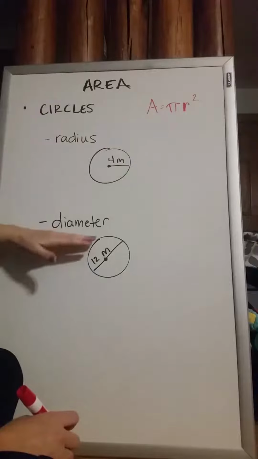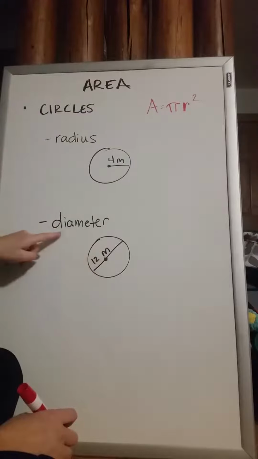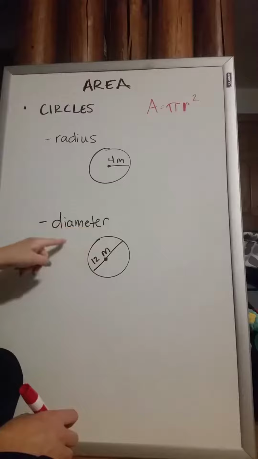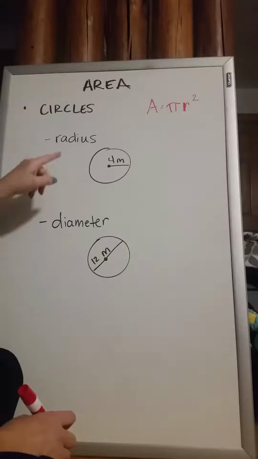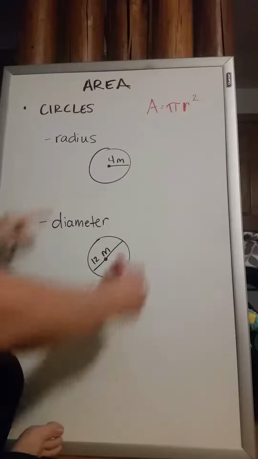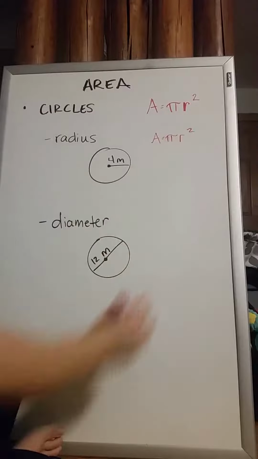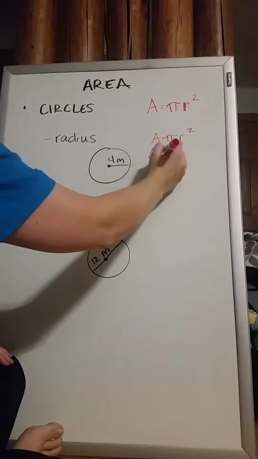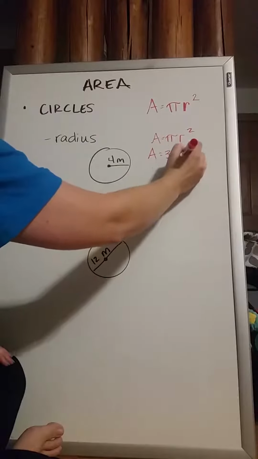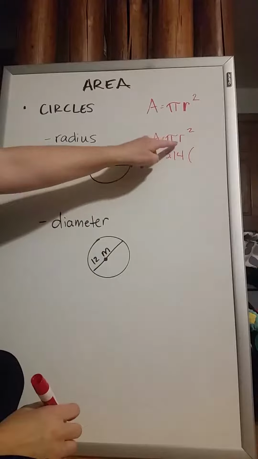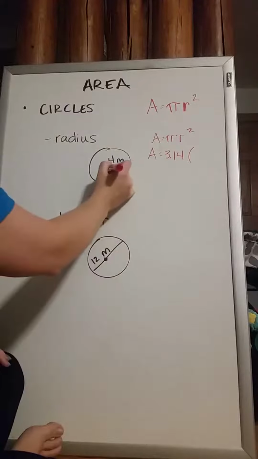So when we get down here, it's going to be a little more complicated because I didn't give you radius. I gave you diameter. Okay? Let's start with the easier one. Pi radius squared. So we said pi is 3.14. My radius only goes halfway across, so it's right here.